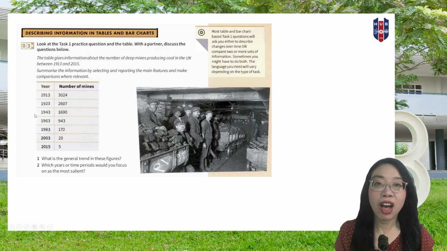This is a table, right? What is this table about? You can read the information right here and you will know. This table is about the number of deep mines producing coal in the UK between 1930 and 2015. Can you take a look at this table and then answer the two questions here? I'll give you a minute to take a look.